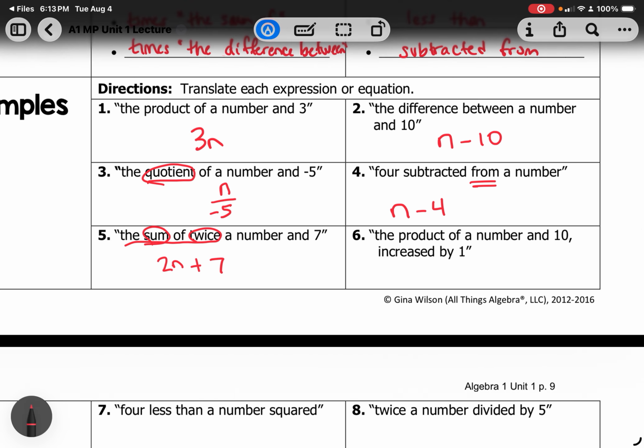And we've got it. And then number 6, the product of a number and 10 increased by 1. So the product of a number and 10, product of a number is going to be multiplication. So that's going to be 10 times n. Then we're going to increase it. We increase by adding.